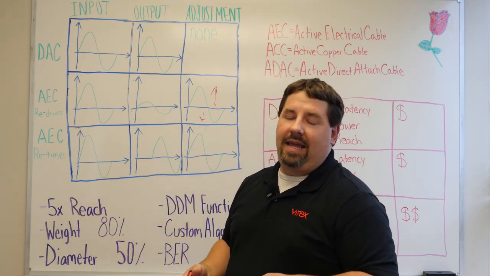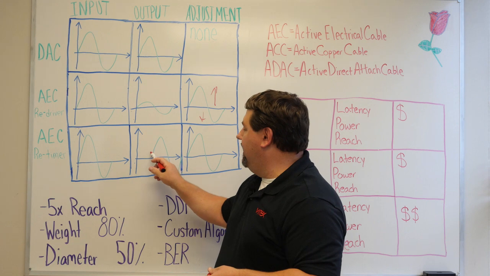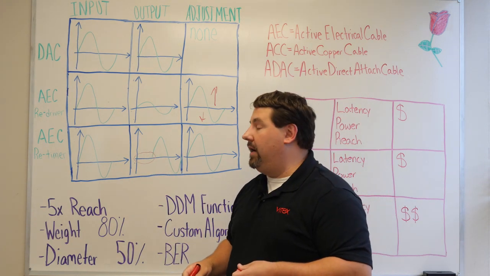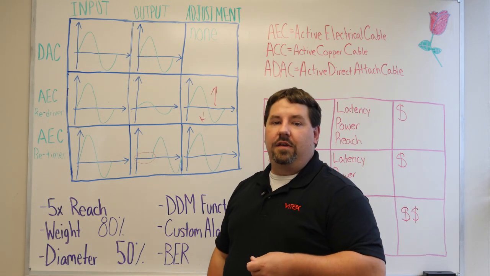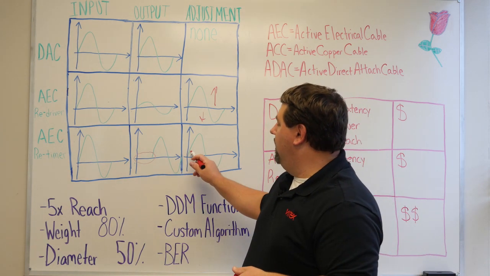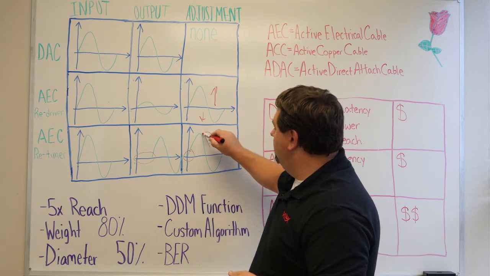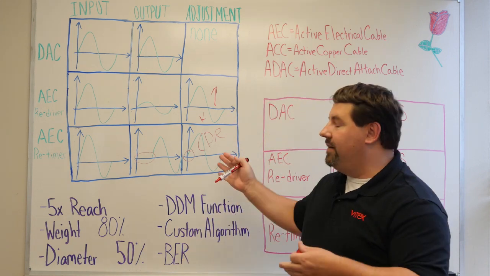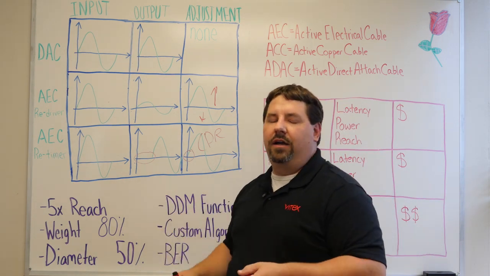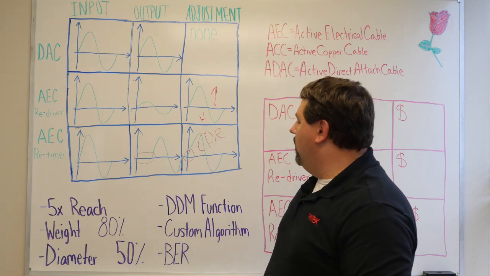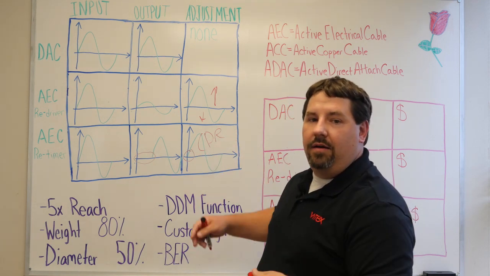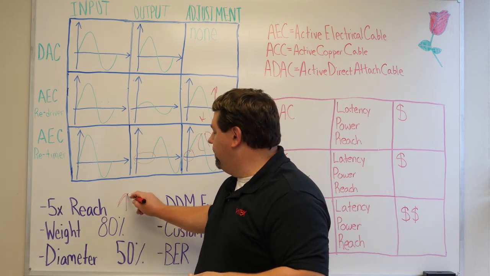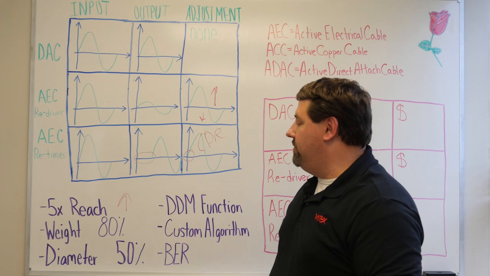Let's just assume that gain is not our problem, and instead it's something related to time alignment. We could have some alignment skewing going on. That brings us to the AEC retimer option, where it's actually going to use a CDR, or clock data recovery, and it's going to realign that timing so we get the high quality signal that we're expecting. So what does this mean in terms of the support and benefit we're going to get from it? Our reach is going to go up, sometimes 5 times compared to a DAC.